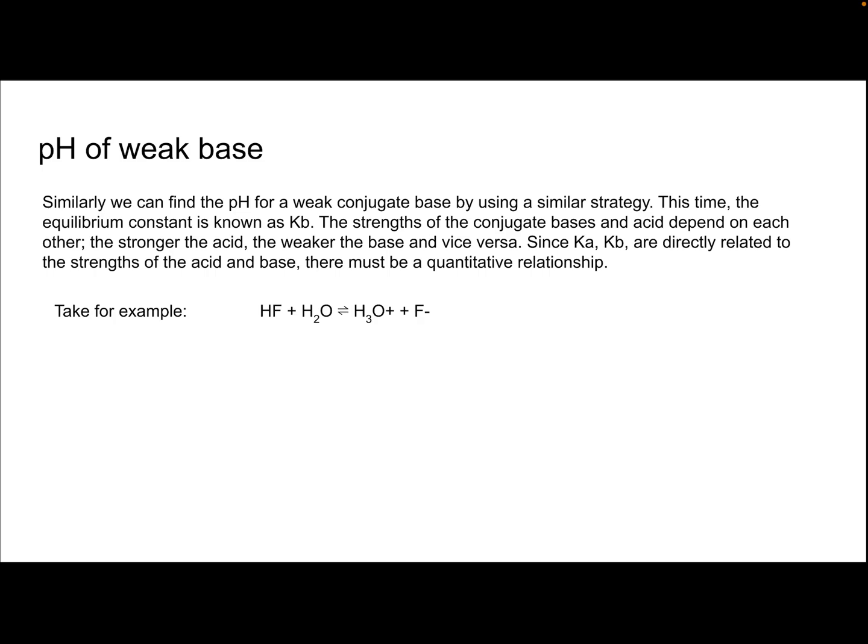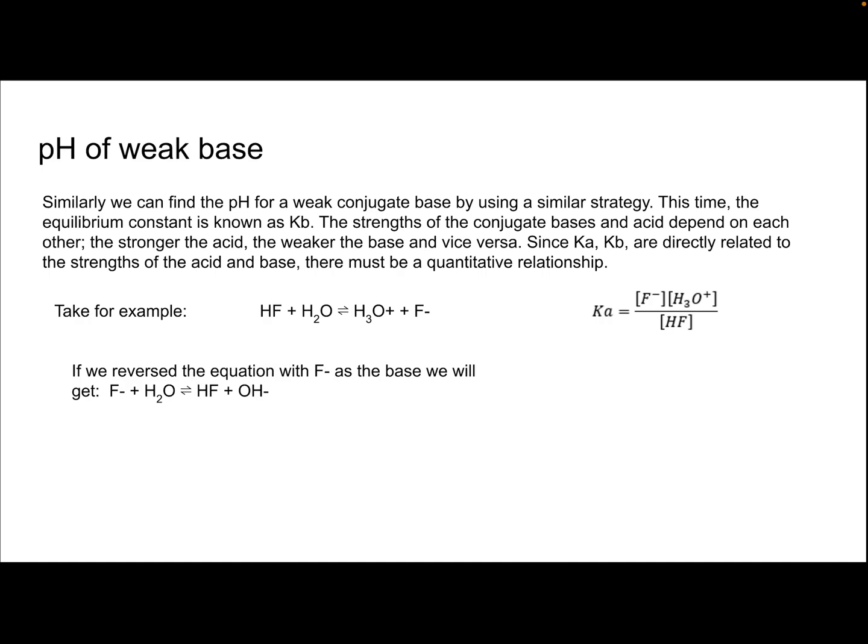So let's write our equation for the dissociation of HF. It's going to give us hydronium ions and F- ions. Similarly, if we write the dissociation for F- ions, we can also write the Ka first. So Ka equals F- times hydronium divided by HF. And if we use F- as the base, F- reacts with water to give you some HF and some OH- ions.